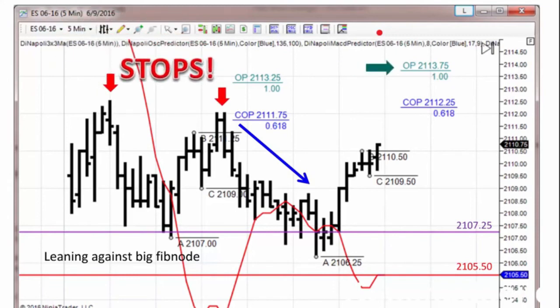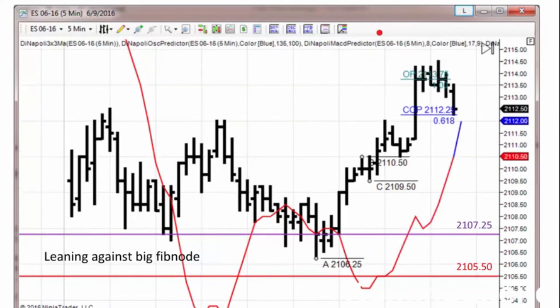There were stops above the market, and I have a choice. I can take the COP out or the OP out. But because of the stops that are above the market, my decision would be to take the higher objective point and put my exit for that order up here at the OP. And as you can see, the market went right up to the OP.